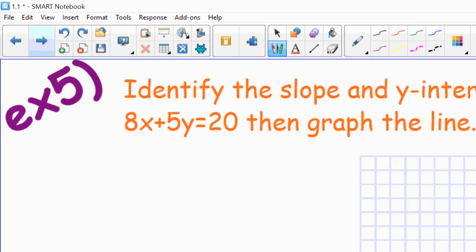Let's refresh our memories a little bit on graphing. So I want to identify the slope and y-intercept of 8x plus 5y equals 20. Then graph it. So what do I have to do first?